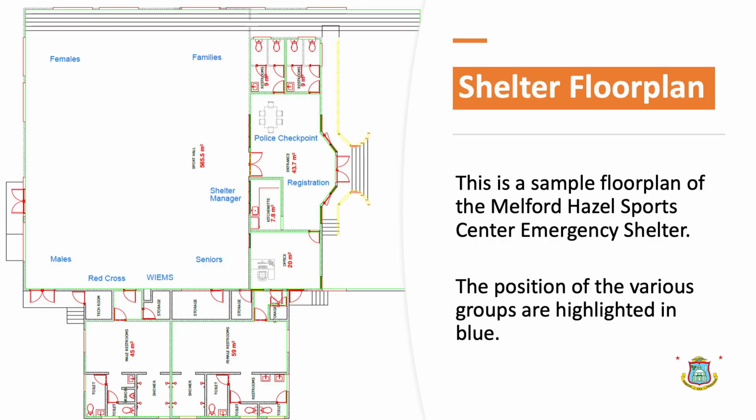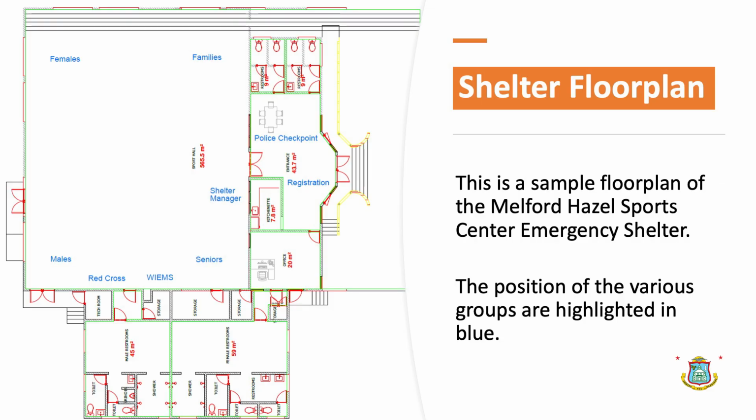And so here we have a sample floor plan to show you how we would normally arrange the shelter itself. This example is the Melford Hazel Sports Center. And so this is the entrance coming in here. And so you would always have the registration desk with the police checkpoint together. So the persons would first have to go through the police checkpoint to make sure that they don't have anything that would not be allowed in the shelter, and to make sure that they are in a good state, not under the influence or anything like that. And then you would go through the registration process.